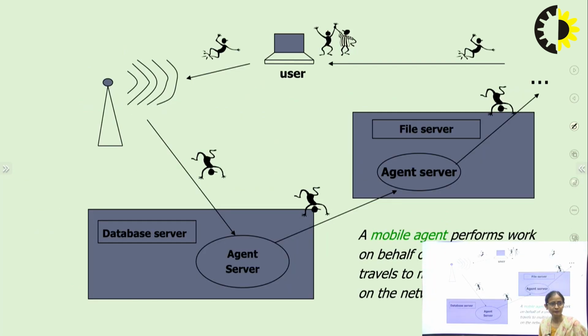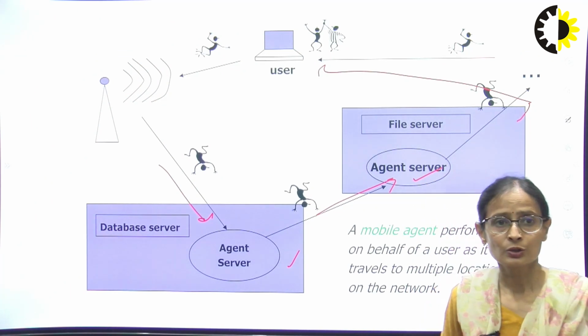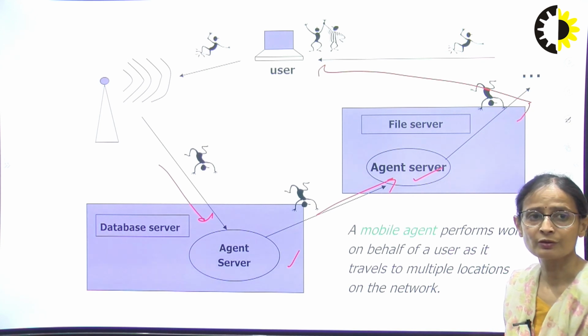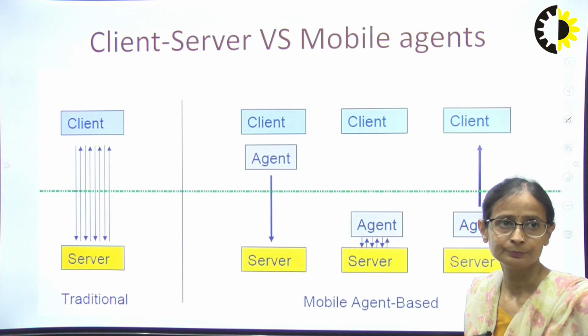So in this diagram we have the user. Once a mobile agent is initiated by the user, it can travel from one server to another server, and the final result may reach the user. For instance, here we have a database server, and the agent server is there. Then it is handled by the agent server which resides on the file server. So a mobile agent performs the work on behalf of a user as it travels to multiple locations on the network.